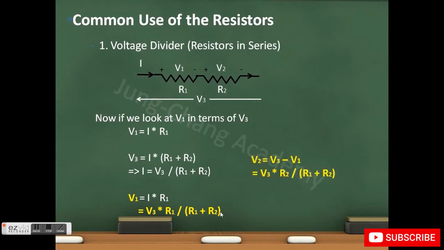Similarly, we can find V2 by subtracting V1 from V3, and this is what we get. V2 equals V3 times R2 divided by R1 plus R2. Notice that the ratio of V1 to V2 is R1 to R2. You'll see why this is important with the next example.